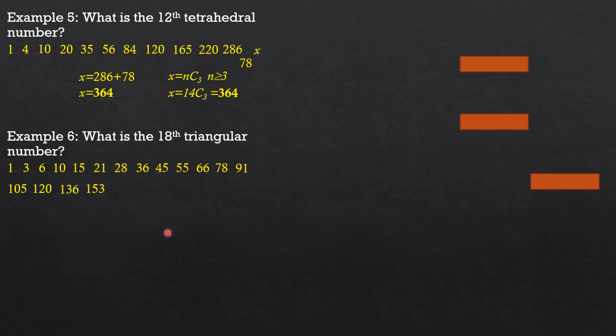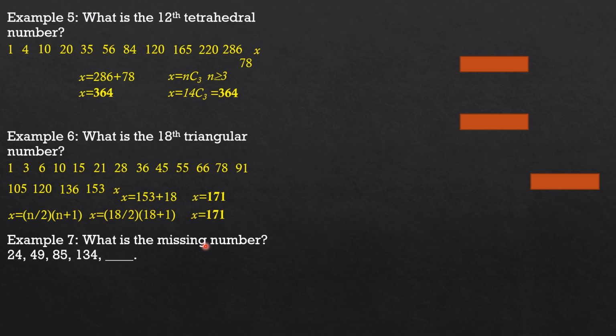153 plus 18 is 171. So x is 153 plus 18, so it is 171. Or using the formula n over 2 times n plus 1 for the triangular number, substitute 18 here. So x is 18 over 2 times 18 plus 1. So 9 times 19, it is 171.